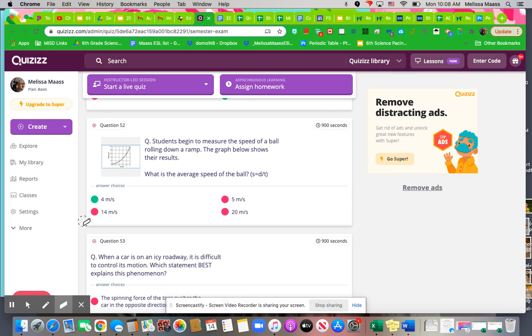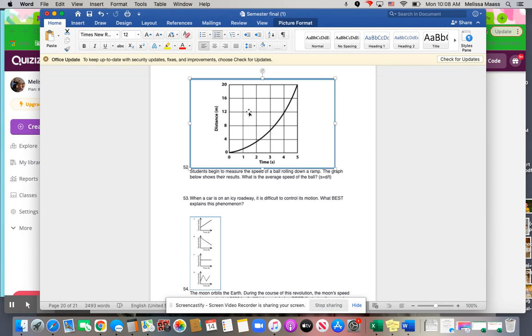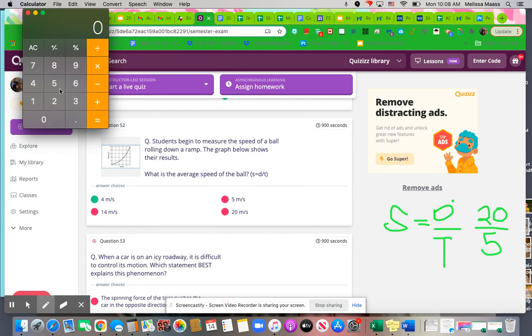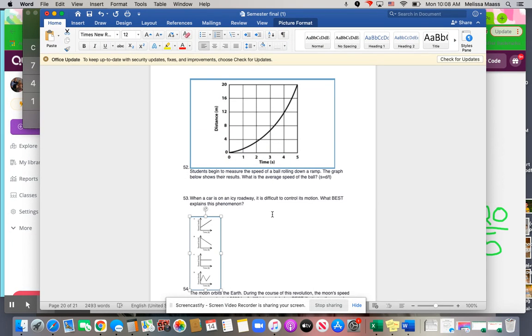Remember, speed again is distance divided by time. So our distance is 20, and then our time is 5. If you divide these two on a calculator, you'll get 4, all right? So it's going to be 4 meters per second for number 52.